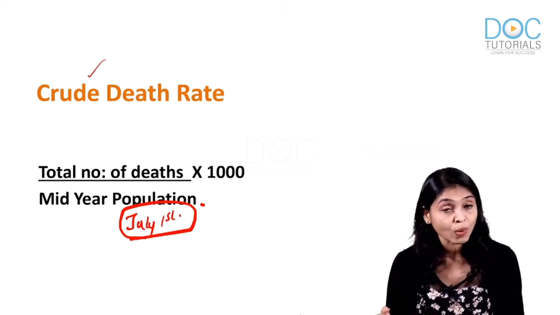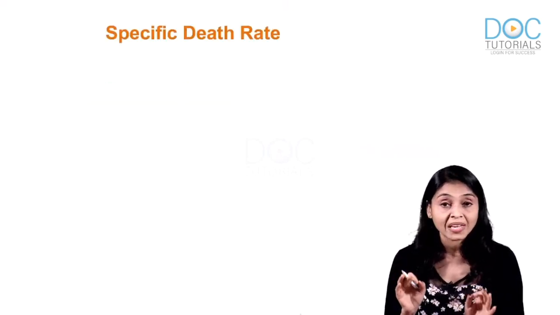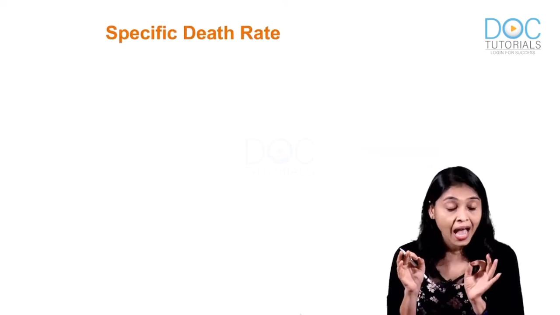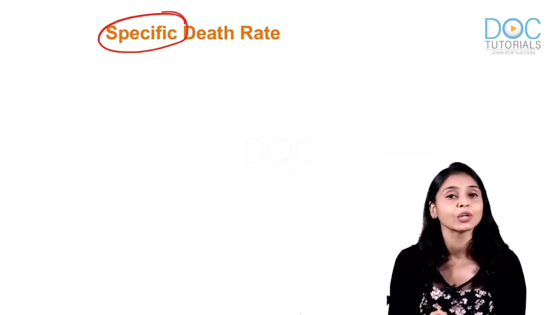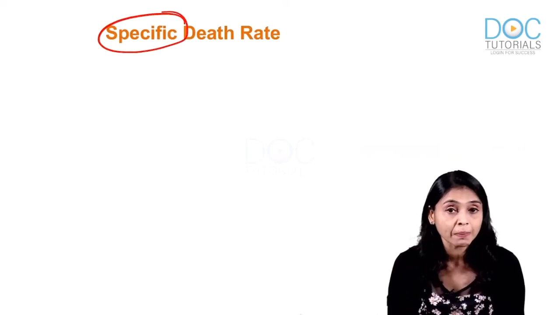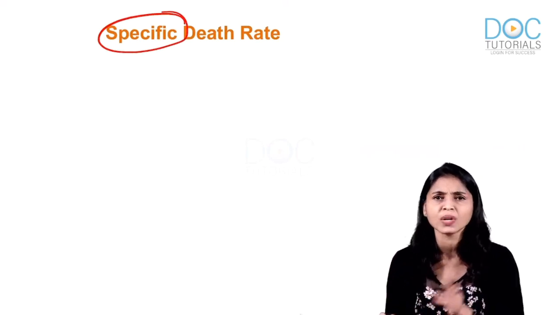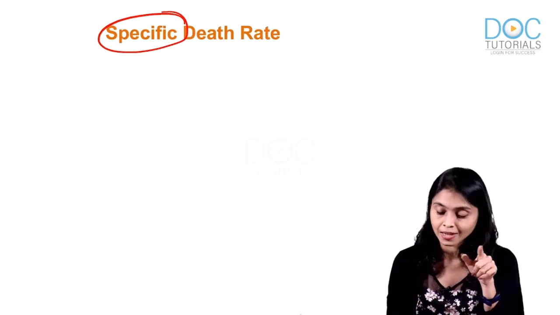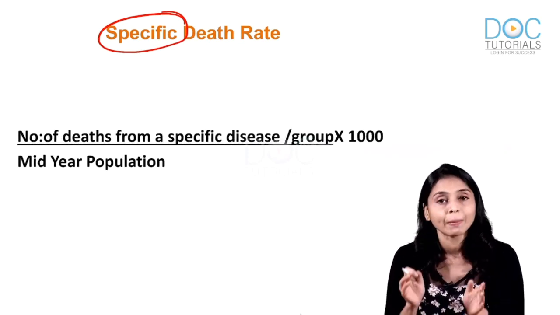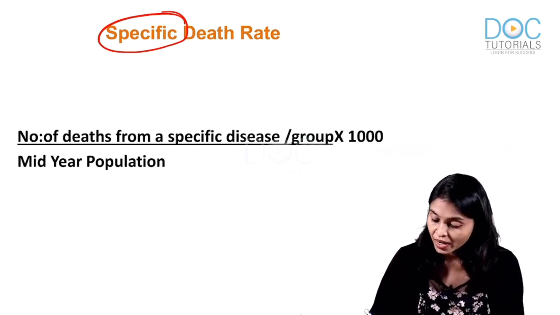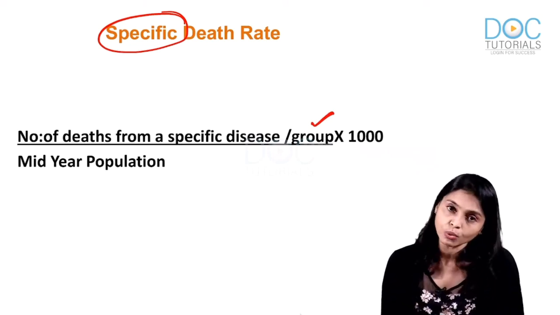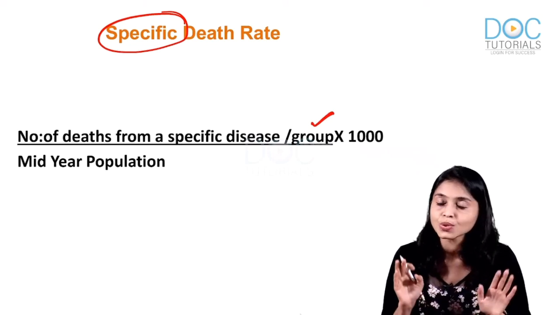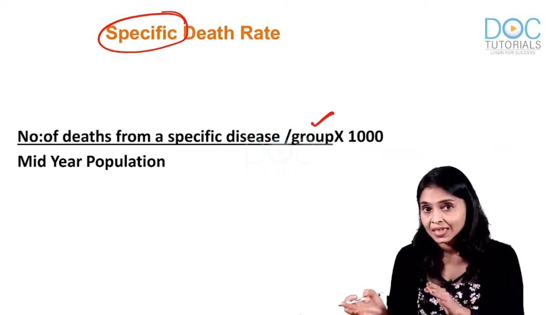So we have the next one, as you can guess, specific death rate. As the name indicates, this will specifically tell you which disease is killing the people or which part is dying. So naturally, what will be the formula? Just think. Number of deaths from a specific disease or occurring in a specific age group or sex group divided by mid-year population into 1000. So simple.